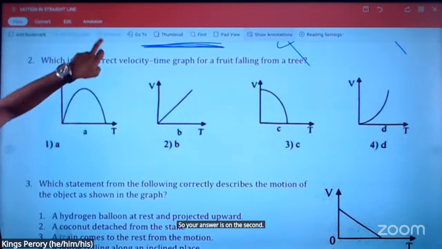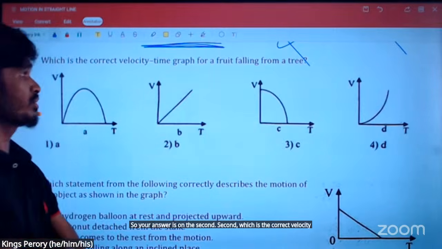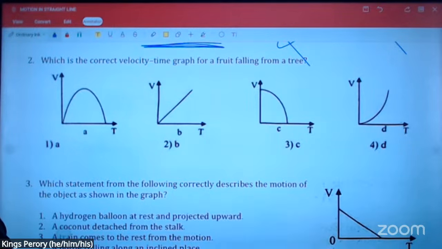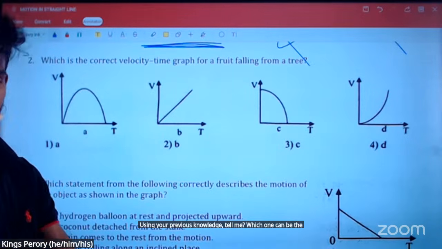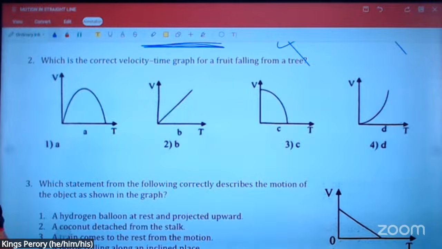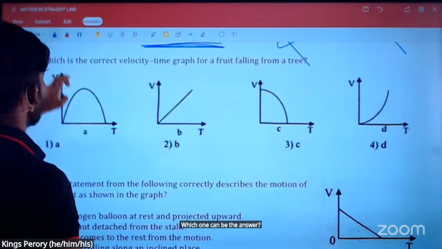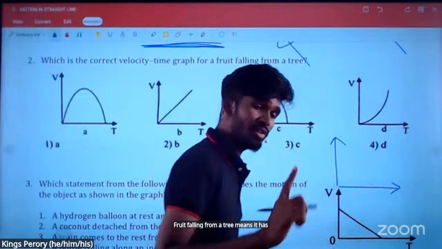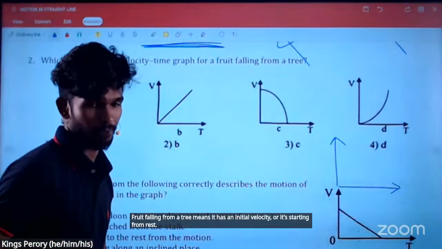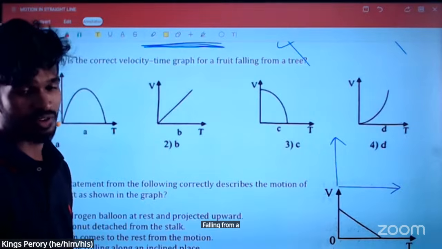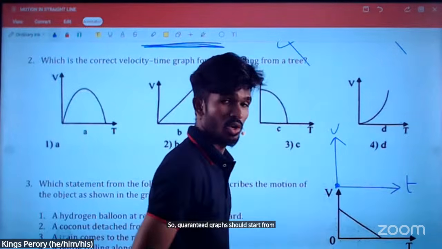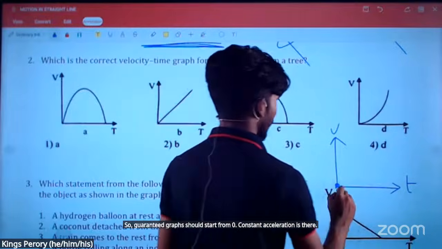Second question: which is the correct velocity time graph for a fruit falling from a tree? Using your previous knowledge, tell me, which one can be the answer? Fruit falling from a tree means it's starting from rest. So guaranteed the graph should start from the 0 point. Constant acceleration is there, no? Guaranteed the graph will be like this.